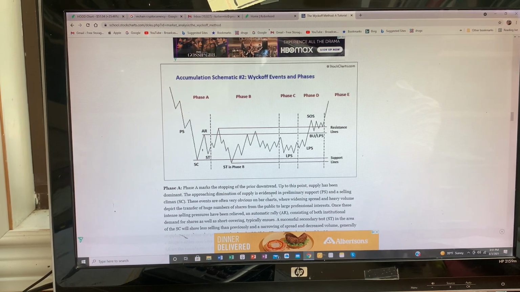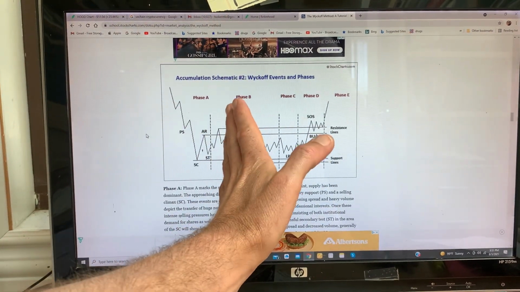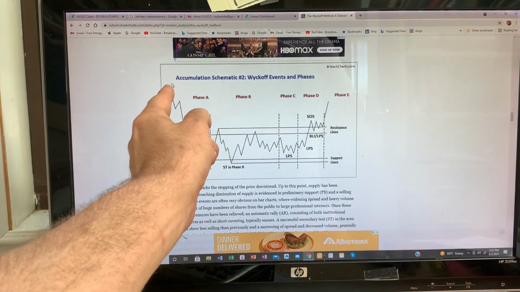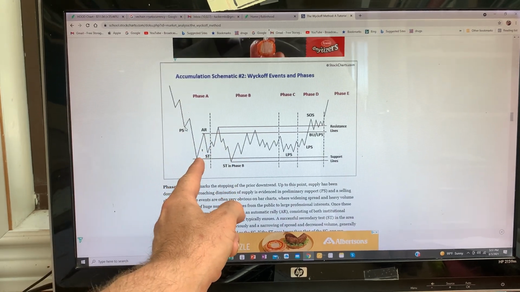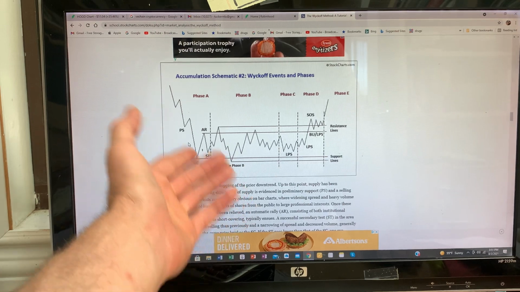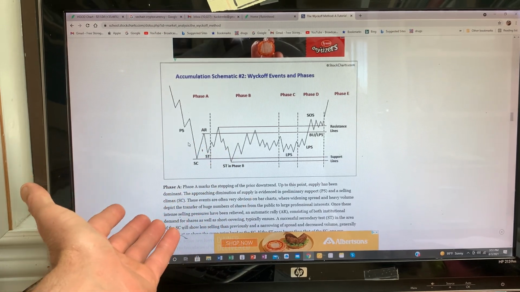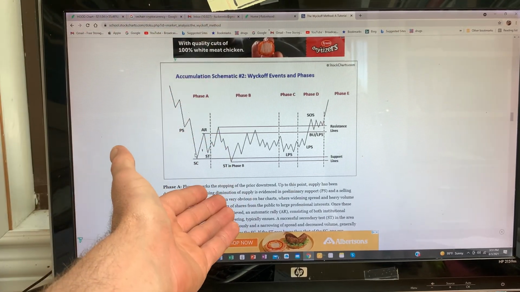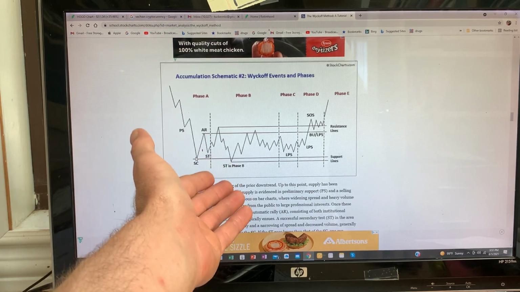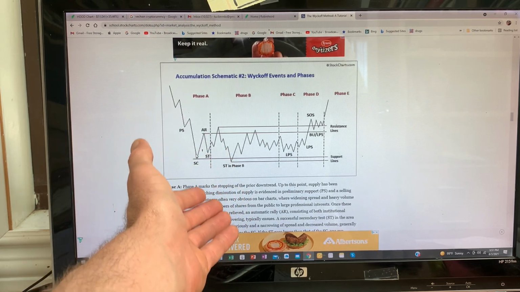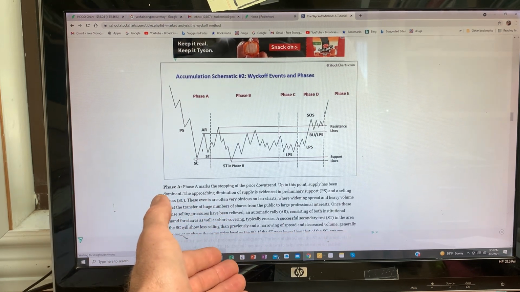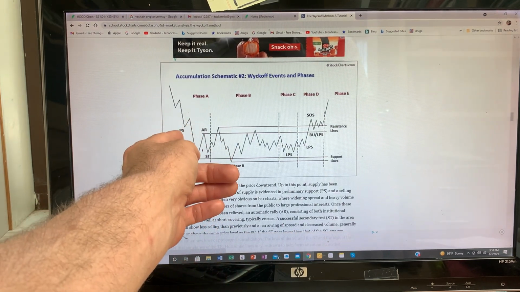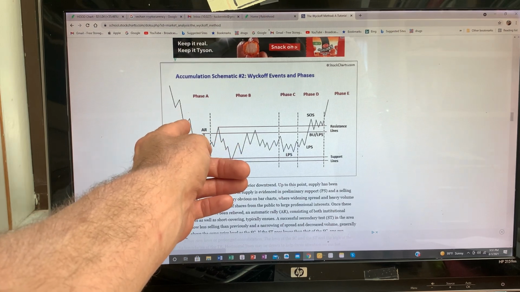What it's saying is basically, look, this is the stock going down, crashing down, and eventually, right, it has to stop at some point, right? This is common sense. So it stops. And now is the period of G. Where are we going to set our boundaries? Here's the PS, that's the preliminary support.